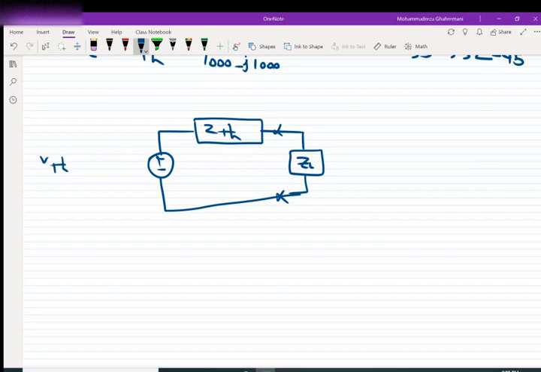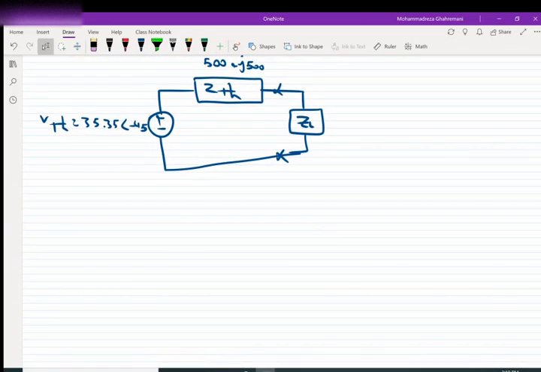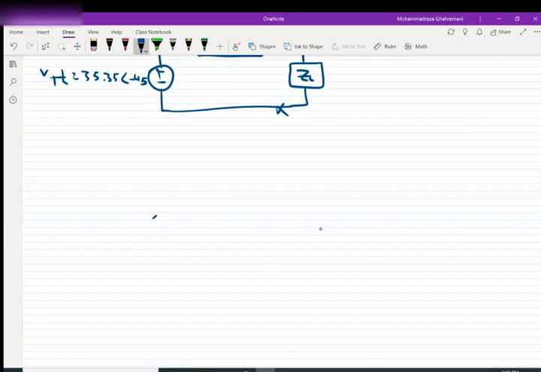V Thevenin is equal to 35.35 with the angle of negative 45. Z Thevenin is 500 plus j500. And of course, I Thevenin is here, so we put a current source.